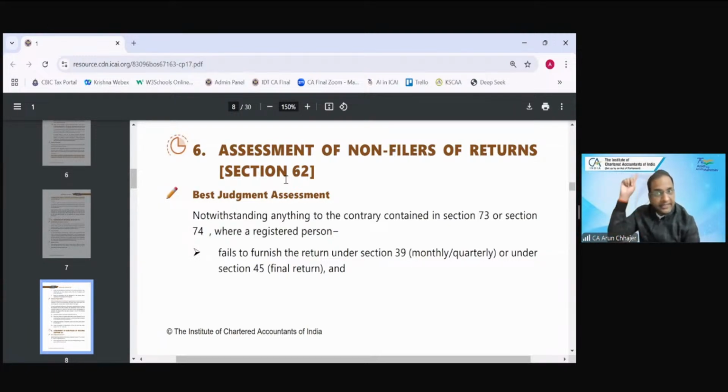So always remember that one impact, that if the return has not been filed for so much of the tax period as defined in 29(2), then the registration can be cancelled. That is one part. But अभी हम क्या बात करें? Assessment of non-filer of the returns. The best judgment assessment. What is that?